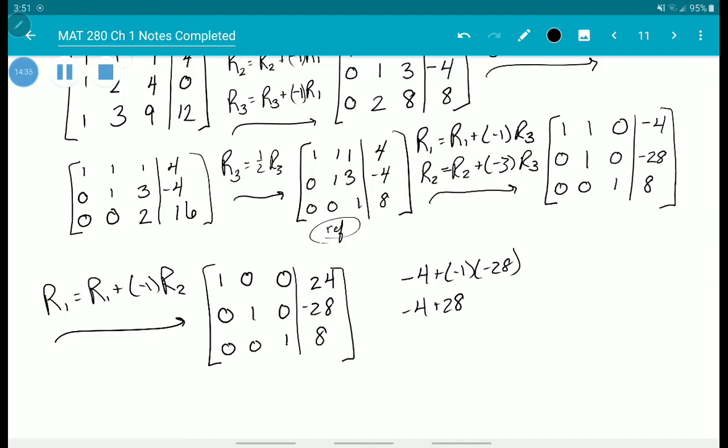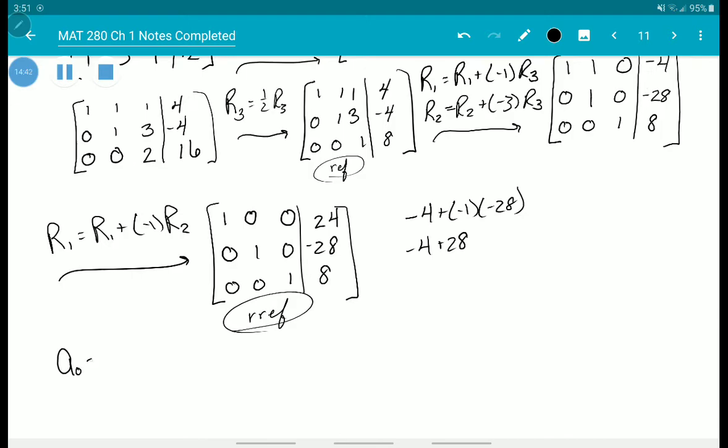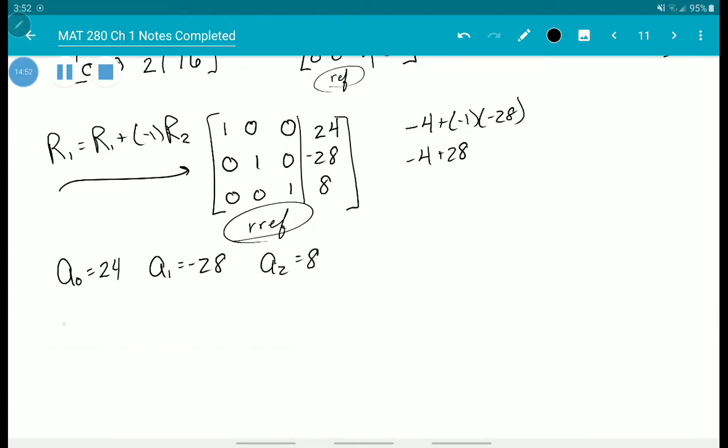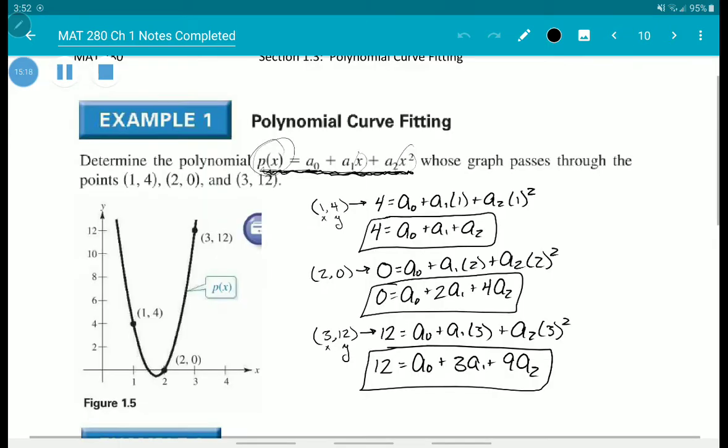So there's our RREF matrix, reduced row echelon form. So this tells us that A0 is equal to 24, A1 is equal to -28, and A2 is equal to 8. So remember, our format for this was y equals A0 plus A1x plus A2x squared. So if we make our substitutions, the quadratic model here will look like this. Y equals 24 minus 28x plus 8x squared. So there's our final answer for this. So that's the quadratic that will model these particular 3 points.